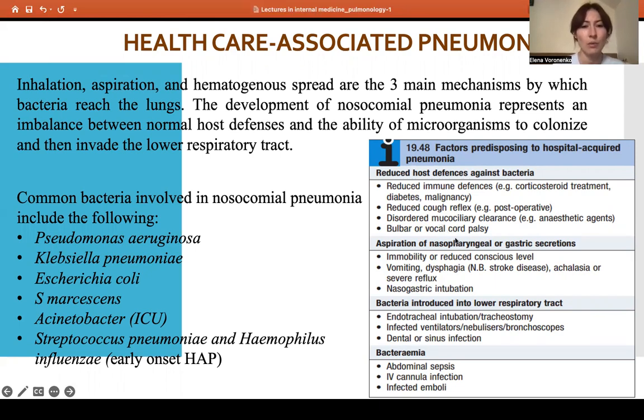Common bacteria involved in nosocomial pneumonia include the following: Pseudomonas aeruginosa, Klebsiella pneumoniae, Escherichia coli, Serratia marcescens, Acinetobacter, Streptococcus pneumoniae, and Haemophilus influenzae.